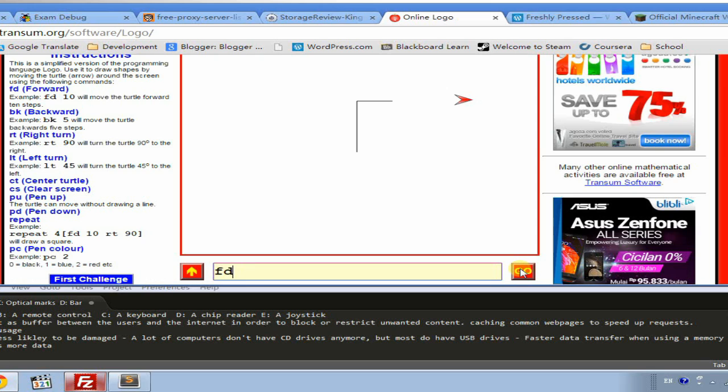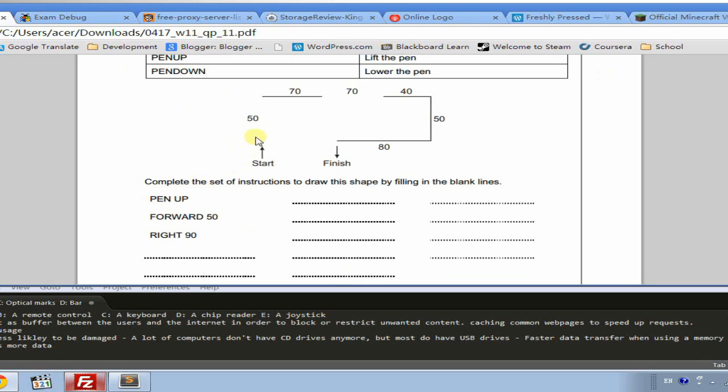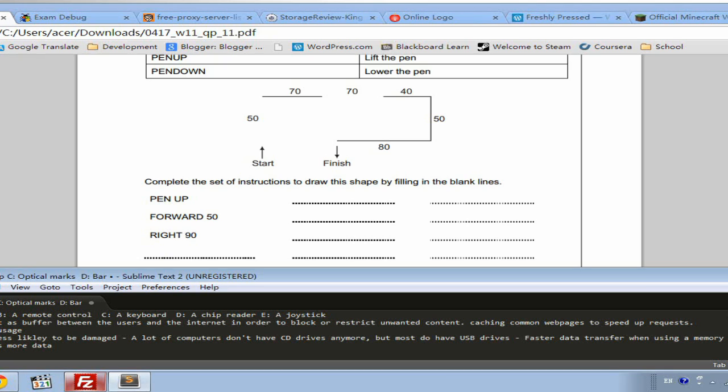And then forward 4. Okay, so pen up, pen down. Let's go back to the test then. So in the test we have forward, backwards, left, right, pen up, pen down. So at the start they're going pen up, it's going forwards 50, it's turning right. But before we go anywhere, we have to tell it to put our pen down. Okay, so we're going to have pen down.